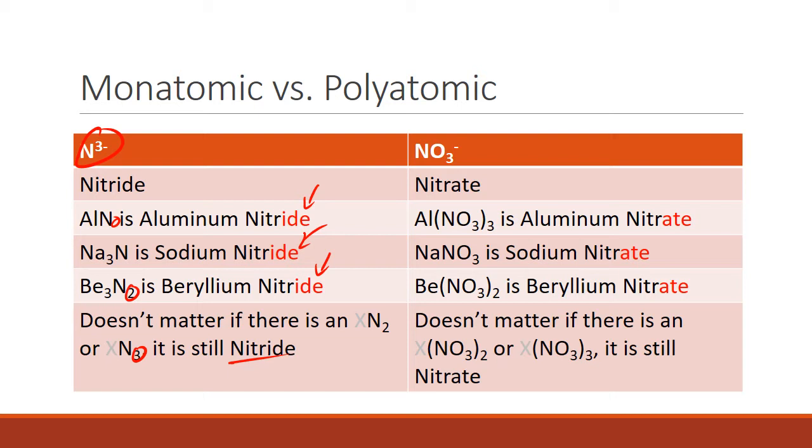Polyatomic ion, nitrate, has a nitrogen and 3 oxygens together, always together. That's what makes them a nitrate. The examples are aluminum nitrate, sodium nitrate, beryllium nitrate. And again, even if we have multiples, we could have the same name.